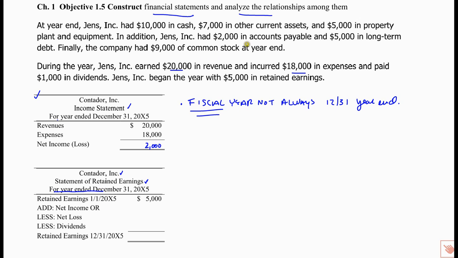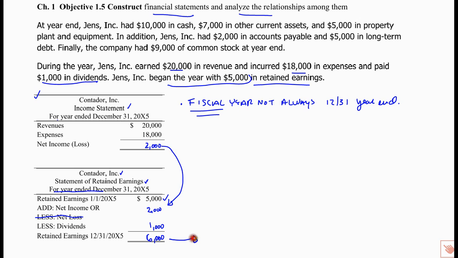Now we were told, hopefully, they began the year with 5,000 in retained earnings. And that's where this number comes from. And we have the net income, so we're going to put it here. We have no net loss, so we're going to add net income. Let's see what they say about dividends. $1,000 in dividends, and that's going to be less dividends. So 5,000 plus 2,000 is 7,000. Less 1,000 is 6,000. So retained earnings increased $1,000.